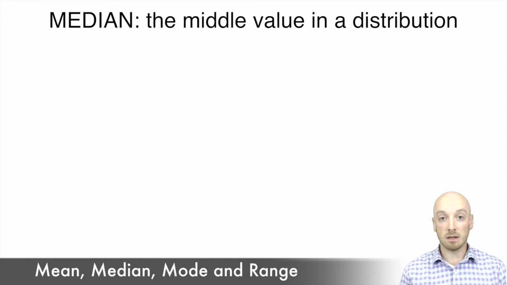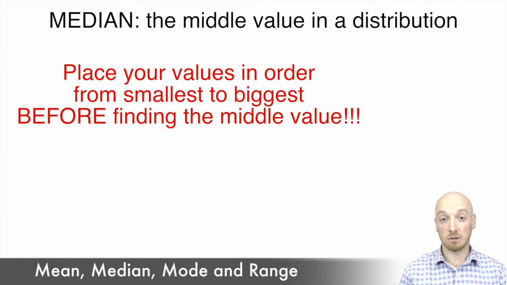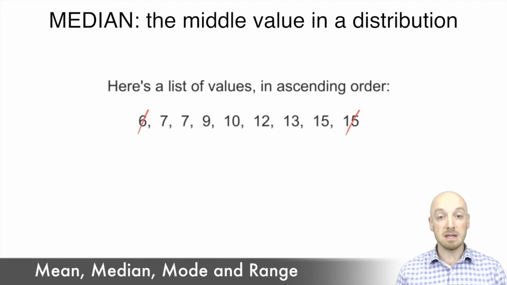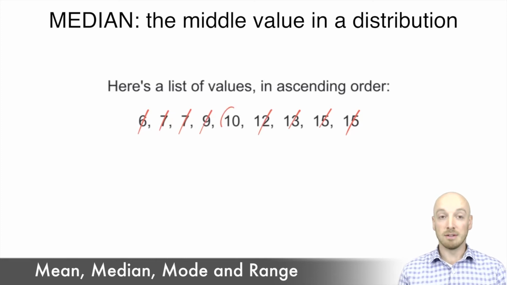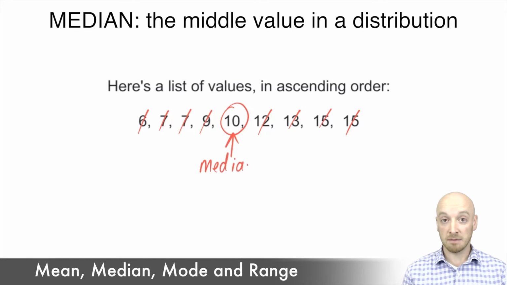Next up is median. The median in a distribution is the number that sits right in the middle of that list. But on this one, the list has to be in order. So you've got to rank the values in order from least to greatest, and then the middle number is the median. Now, to find the median, the easiest way is usually to count in from either end of the distribution, crossing off one number at a time until hopefully there's only one number left in the middle. And that number that's left right in the middle, that's the median.